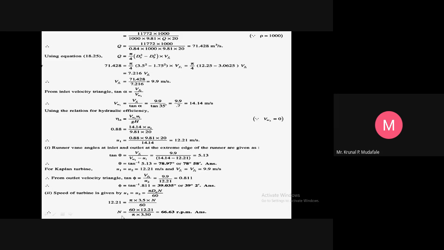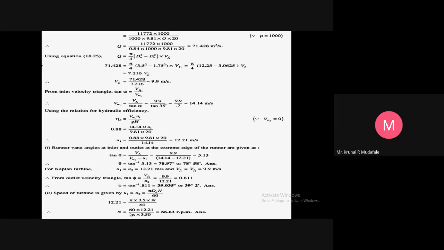So from this equation you will get the speed, that is rpm, because we already converted this in terms of the divided by 60. So no need to convert it again, directly you will get the value in terms of the rpm, right? So that is 66.63 rpm, that is revolution per minute. So the revolution per minute, rpm, is what you will get in this problem.